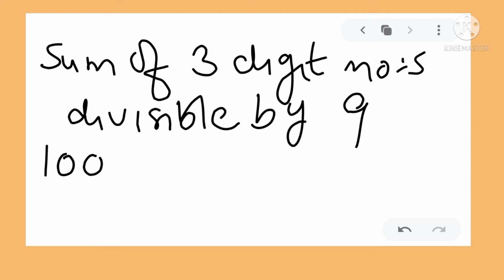So we know 100 is the smallest 3-digit number and the highest 3-digit number is 999. And how can we find the numbers which are divisible by 9 and are 3-digit numbers? The first 3-digit number is 100 but it is not divisible by 9. So we want to find the first 3-digit number which is divisible by 9. For that we write the first number 100, then we divide 100 by 9.